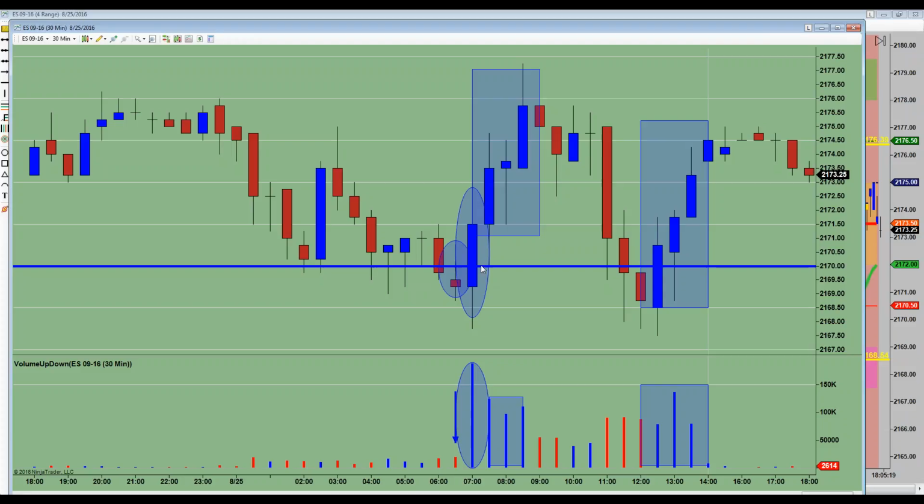The buy and sell programs, in this case it was clearly a buy program. Buy programs were engaged, and it drove the market all the way up to here on huge volume.